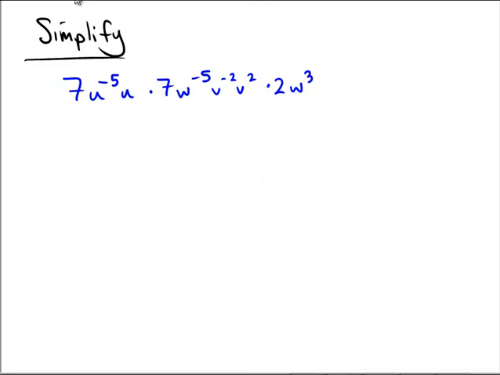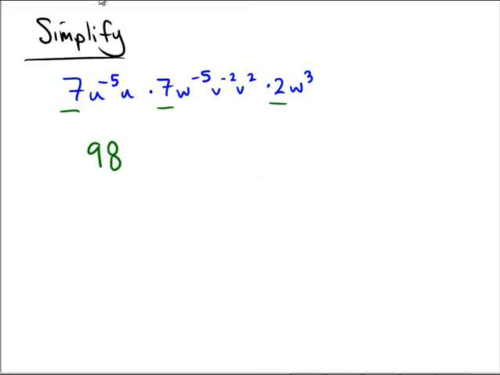Now as a first step here, I like to underline or acknowledge the constants, or the numbers in other words. We have a 7 and a 7 and a 2. Since we're multiplying these all together, 7 times 7 is 49. 49 times 2 is 98. So I'm just going to write a 98 here, and that comes from all the numbers being multiplied together.